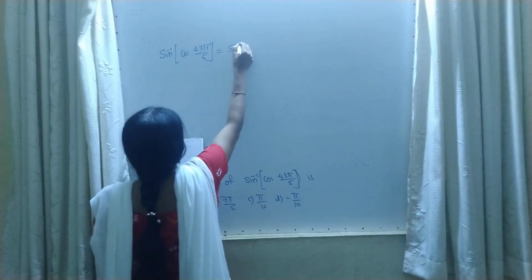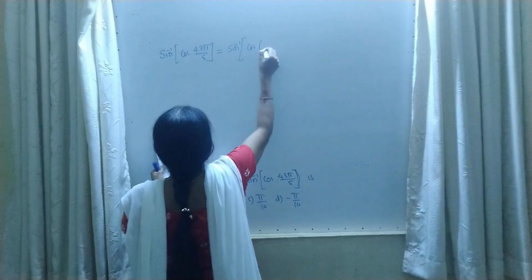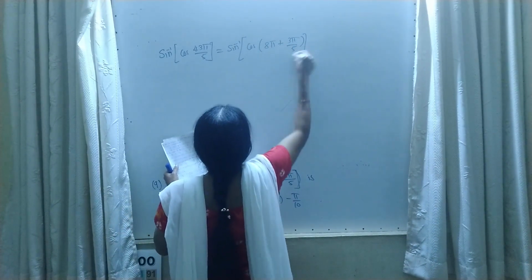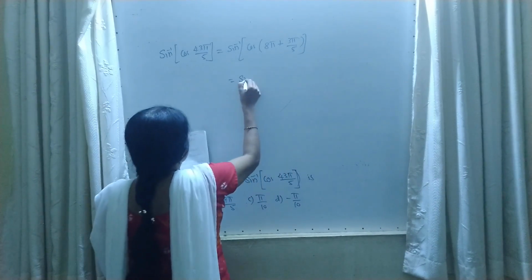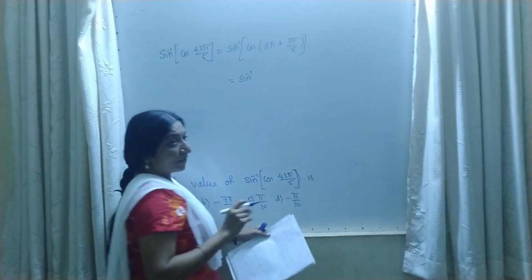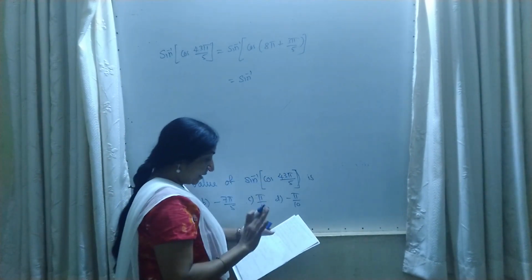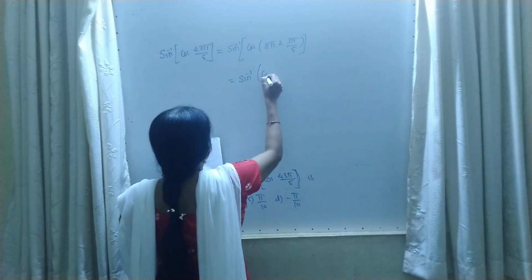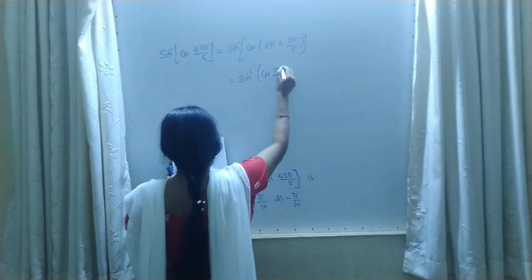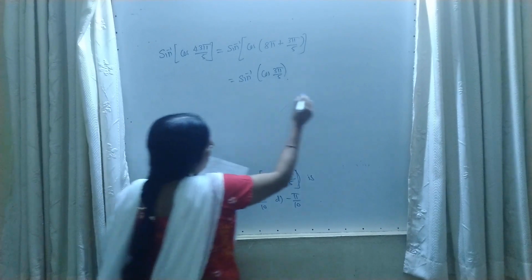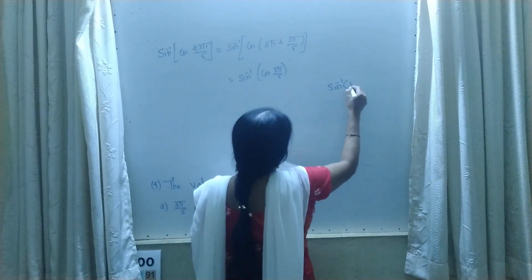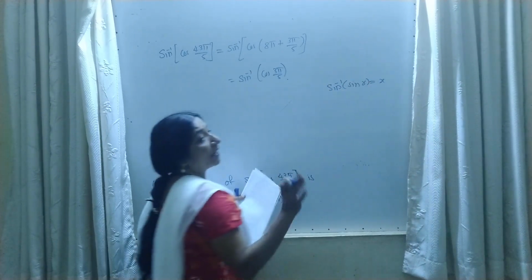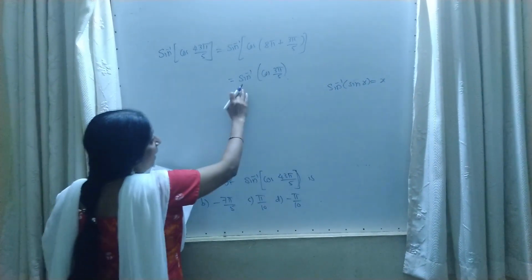So sine inverse cos, split with the help of allied angle, 8 pi plus 3 pi by 5. Already you are familiar with allied angles. If you are not familiar, in one of my previous videos I gave all the allied angle details. Go through that. Cos 8 pi plus 3 pi by 5 is cos 3 pi by 5. And here we have a formula: sin inverse of sin x is equal to x if x is lying between minus 90 to plus 90, but it is sin inverse of cos.